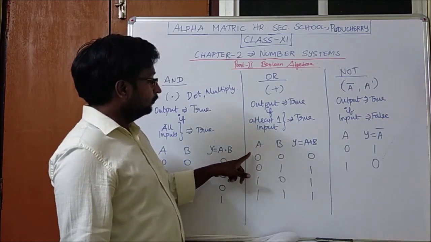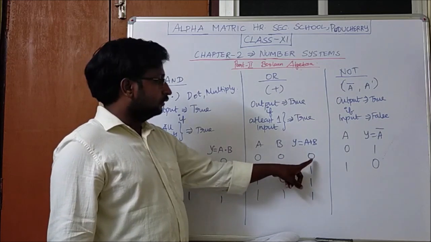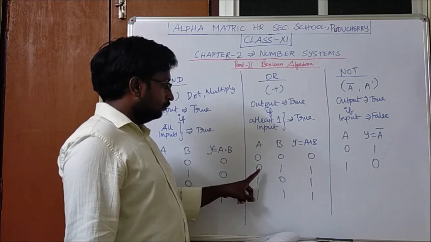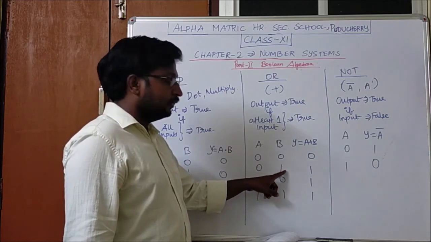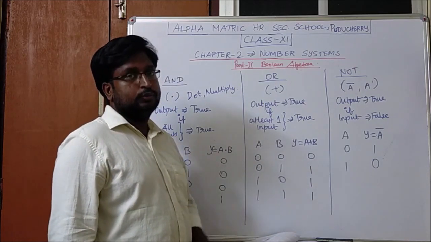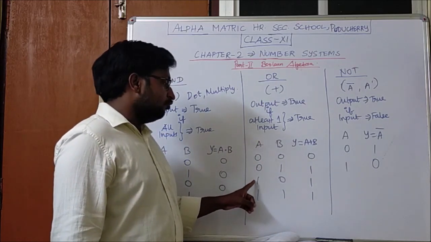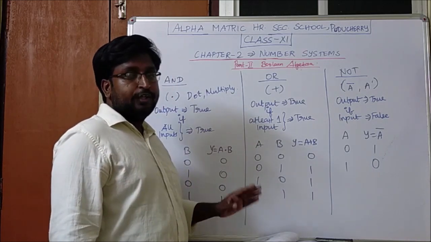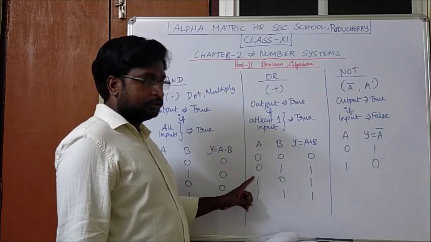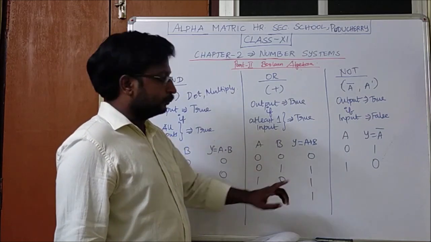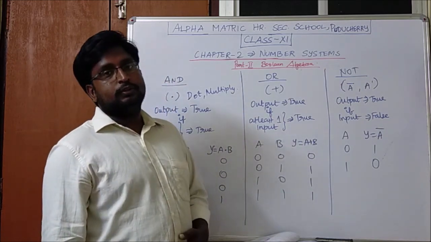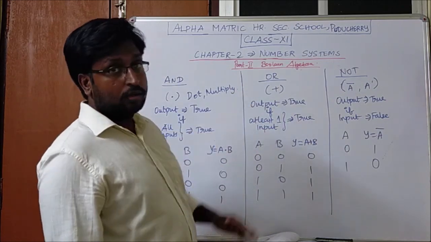So you see the truth table, both the inputs are false, the output is false. Here we have the first input as false and the second input as true. So at least we have one input as true, so the result is true. Here also at least one, minimum one input, if it is true the output will be true. So here we have one input as true, so the result is true. Here we have both the inputs as true, so the result is true. So this is all about the OR operator.